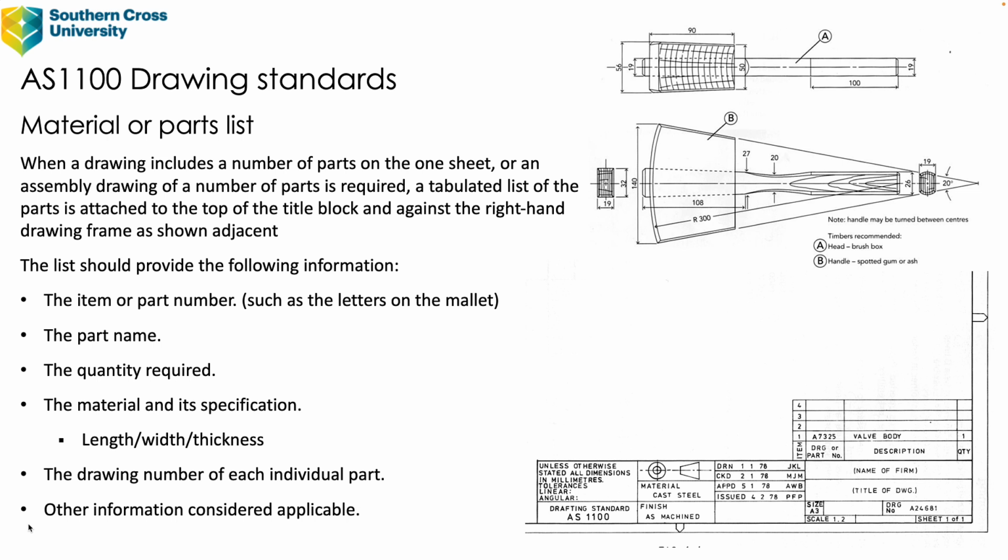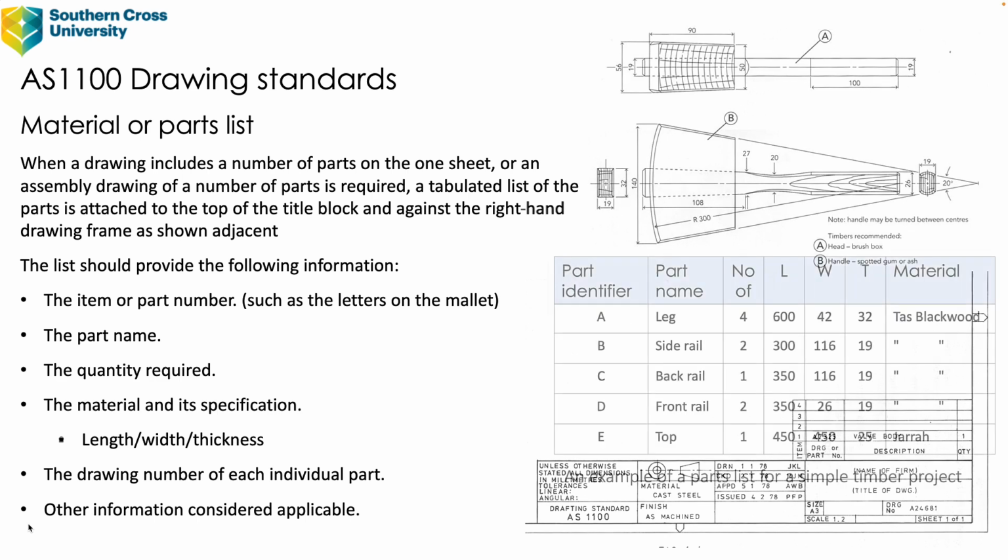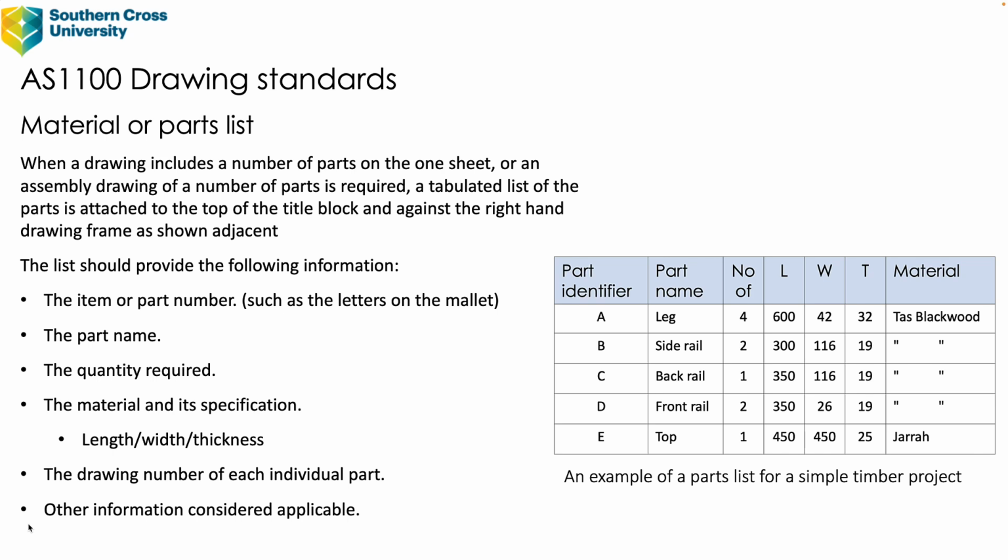The part name, the quantity required, the material and its specification. And in the case of working with timber, that's specifically length, width, thickness, the drawing number of each individual part, other information as considered applicable. So you'll see here, this is a very basic parts list for a simple timber project, and it could look exactly like this.